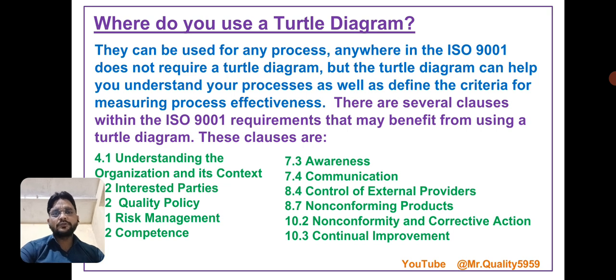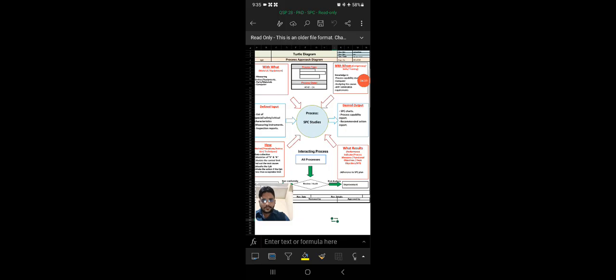Now we are going to explain a turtle diagram with an example. We are taking an example of statistical process control, that is SPC. This is the example of SPC studies. In this example, the input is defined: a list of special or safety critical characteristics, measuring instruments and inspection reports. And the output is SPC charts, process capability reports, and recommended action reports.